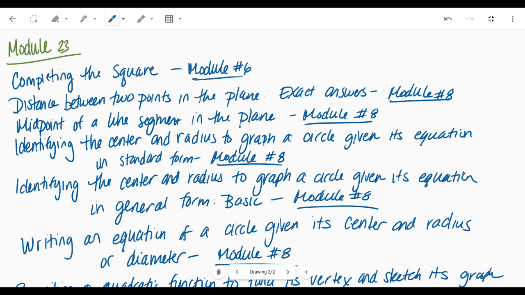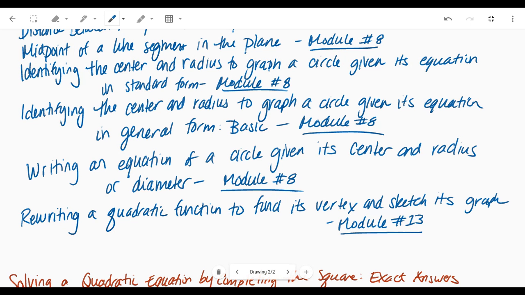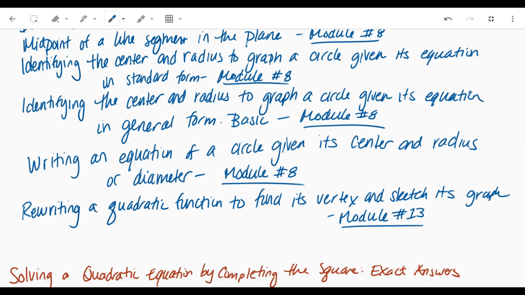Okay, for Module 23, we have a bunch of repeat topics again. So, completing the square from Module 6, and then we have distance between 2 points in the plane with exact answers, midpoint of a line segment in the plane, some of your work with finding the center and the radius of circles from Module 8 are all in there. And then rewriting a quadratic function to find its vertex and sketch its graph. That was from doing parabolas in Module 13.